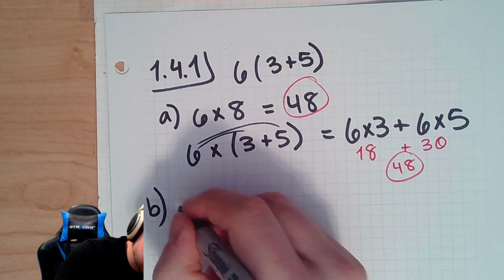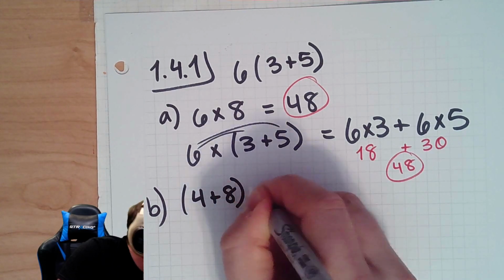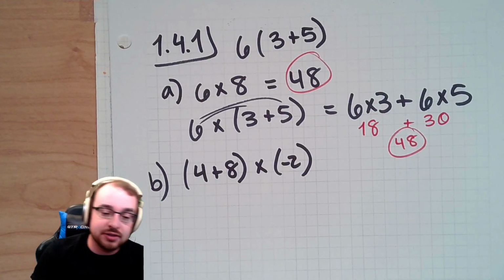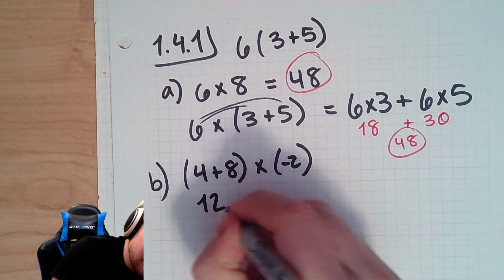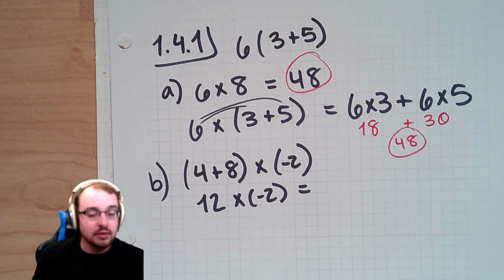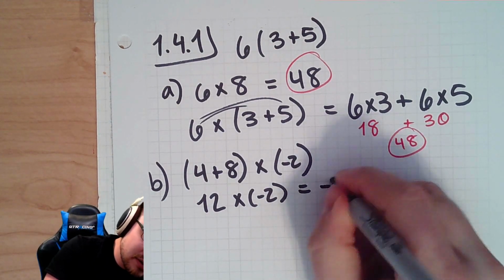Part B, the original problem, is the quantity of 4 plus 8 times negative 2. And so if I do this, there's two ways of thinking of it. I have 12 negative 2's. Well, 12 2's is 24. So 12 negative 2's will be negative 24.